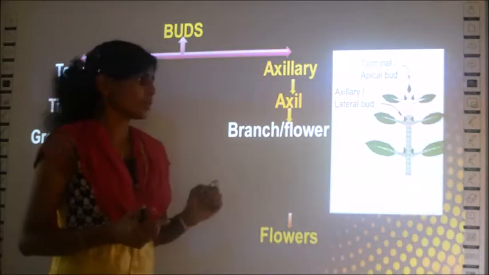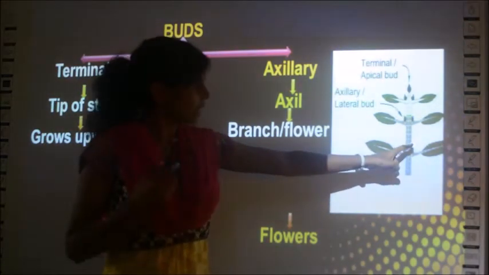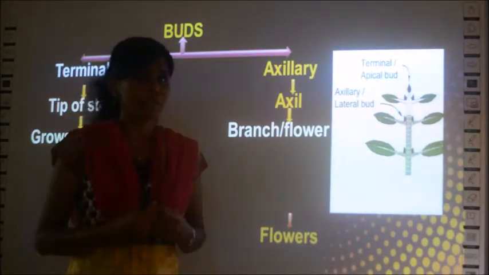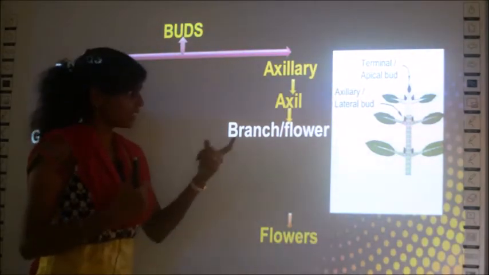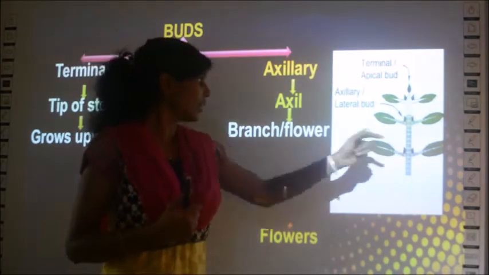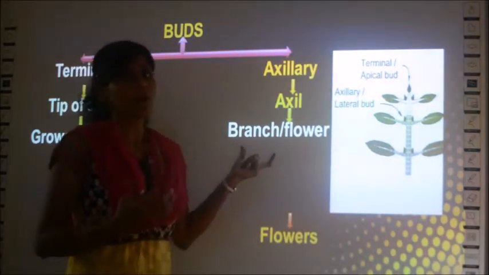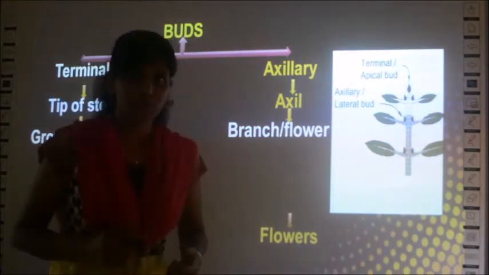So in this case, in the axil, you find buds. These buds can grow up into either a branch or a flower. That's what is given in the axillary region. If there is a bud, sometimes it may become a branch, or sometimes it can be a flower also. Okay. So what have we seen?